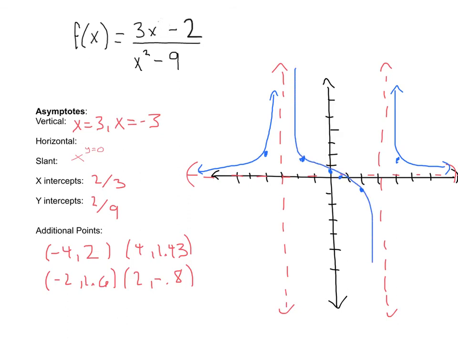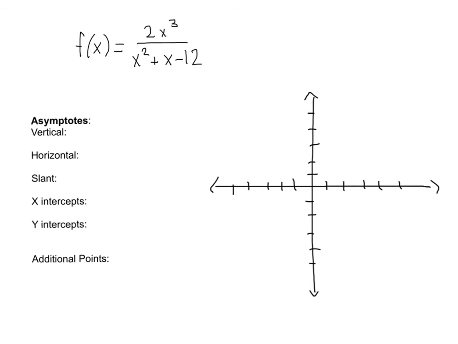We'll just go through our points and remember we're approaching those asymptotes on both sides. All right, last one. You've been doing so well. Hang in there. Let's start by finding our vertical asymptotes here.